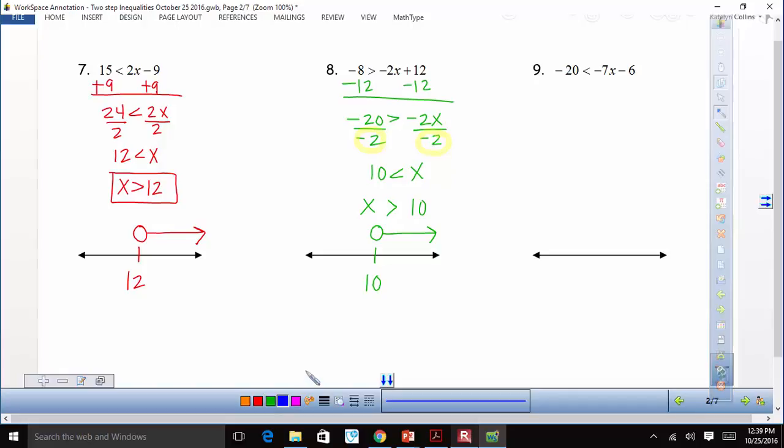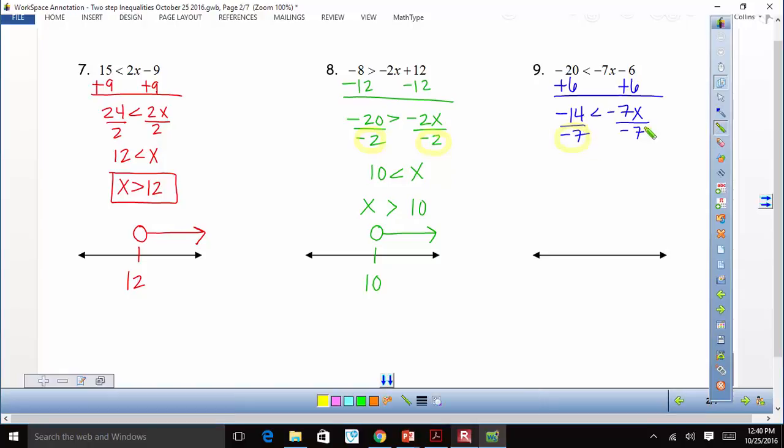Okay, I still think we need one more of those. So number 9, what would we do first to get x by itself? Add 6 to both sides. That would give me negative 14 is less than negative 7x. How do I get x by itself now? Divide by negative 7. And what happens when we divide by a negative? The sign flips. So instead of being less than, it's actually going to be greater than. Negative 14 divided by negative 7 is 2. And then this leaves us with x.